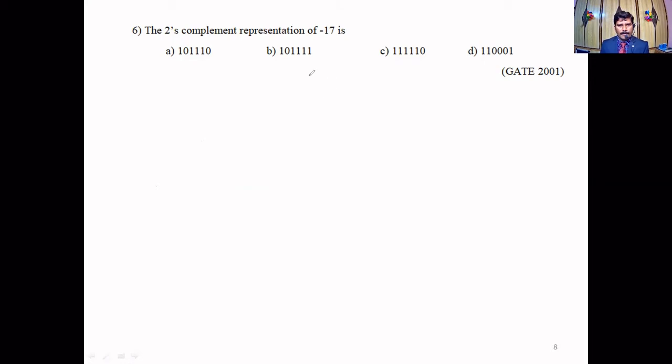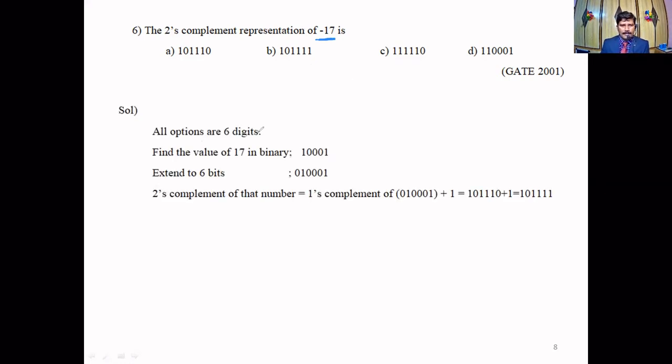This is a problem here. Here minus 17 is given. You need to find out the 2's complement representation of this. So how can we find it? Take the value 17, convert it into binary and find out the 2's complement. Here all options are 6 digits. Find the value of 17, that is 10001, and extend to 6 bits.